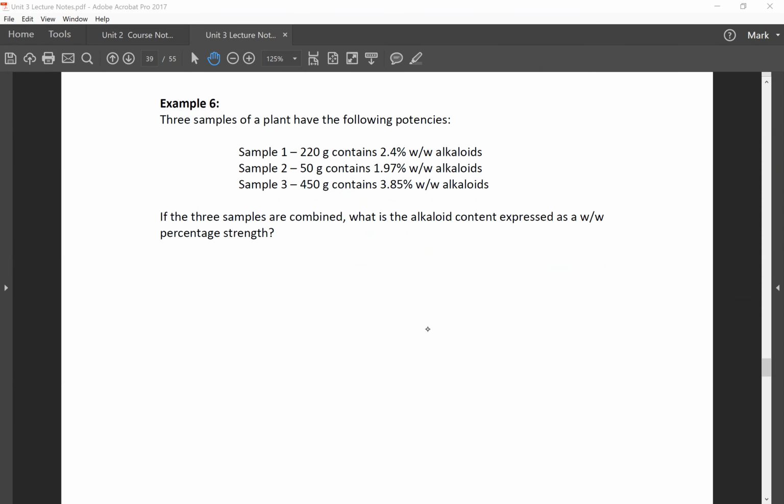For example number 6, we're adding together 3 samples of a plant. So we have 220 grams of with 2.4% strength. We're going to add that to sample 2, which is 50 grams and has 1.97% strength. And then we're going to add this to 450 grams, which has 3.85% strength. And what you guys are trying to find is what is this percent strength?